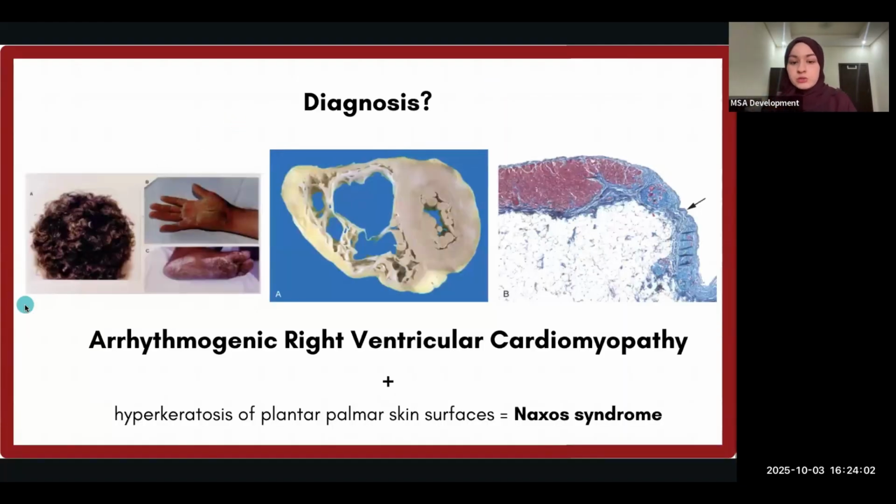Okay, so arrhythmogenic right ventricular cardiomyopathy is a genetic condition that basically replaces the myocardium of the heart with fibrous tissue and fat. So this is what you can see here. Basically, all of this is adipose tissue, the white, and here this is all fibrosis. Compare it with the normal heart here.